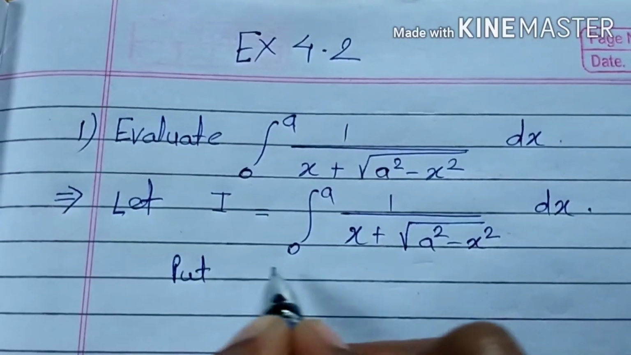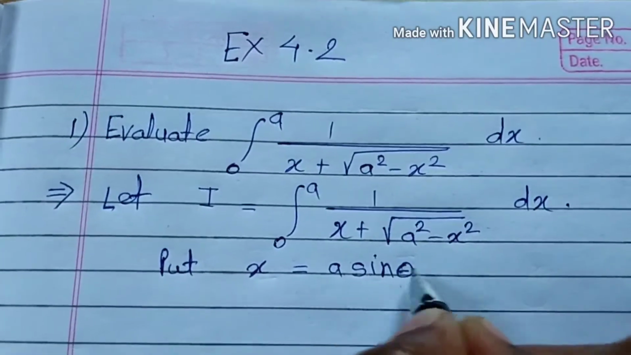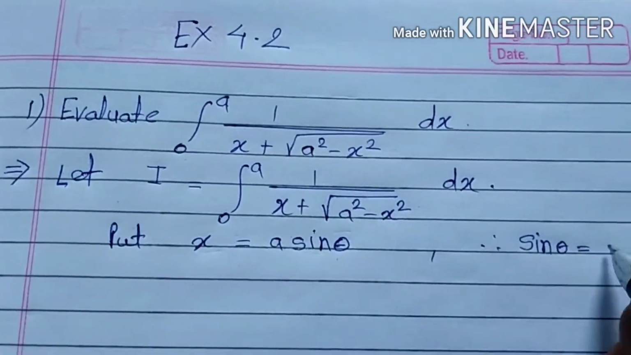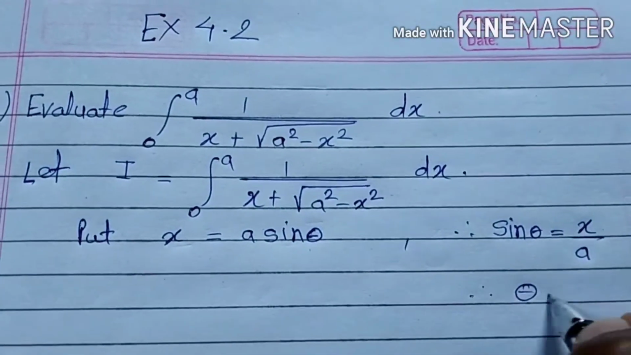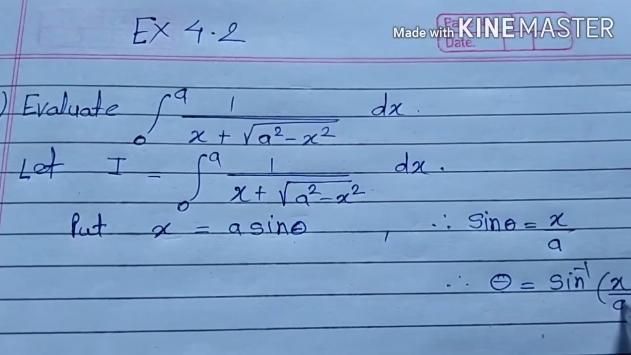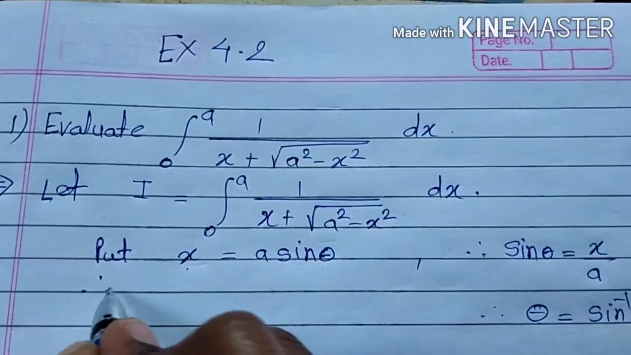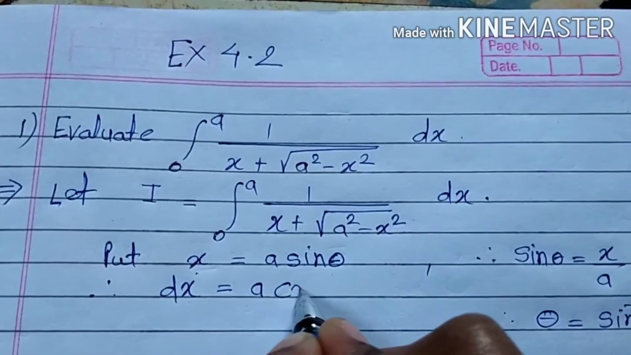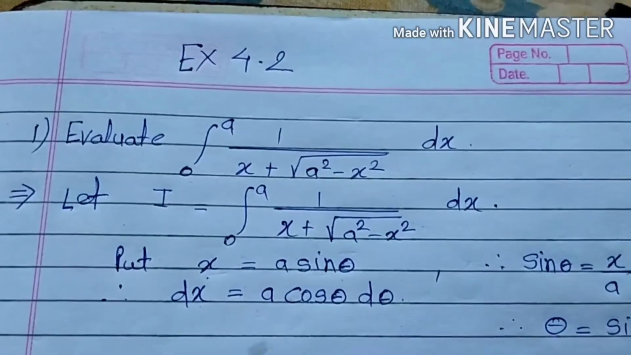So put x is equal to a sin theta. Therefore sin theta is equal to x upon a, which means theta is equal to sin inverse x upon a. Now differentiate this. So we get dx is equal to a cos theta d theta, since the differentiation of sin theta is cos theta and the differentiation of theta is d theta.